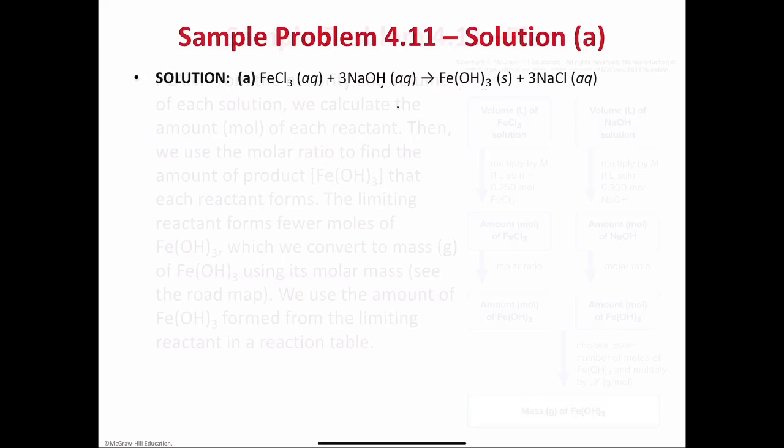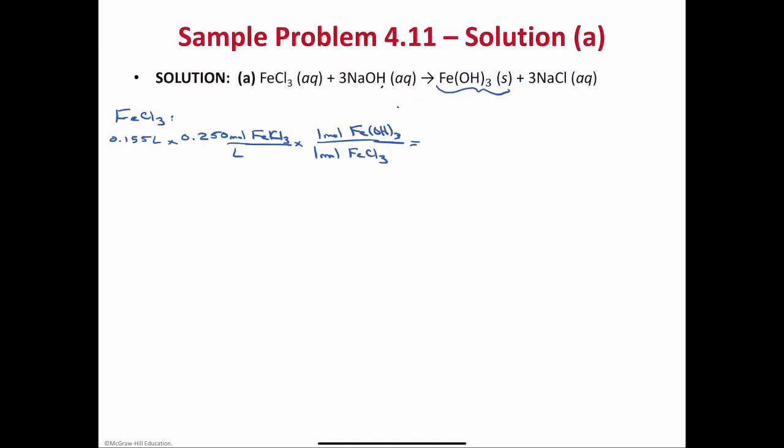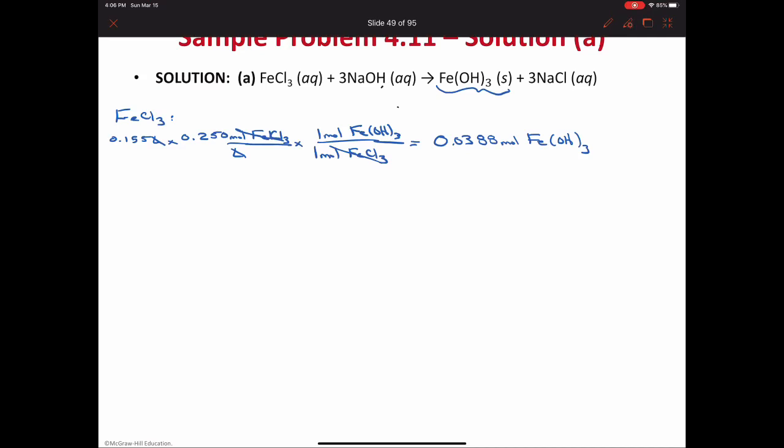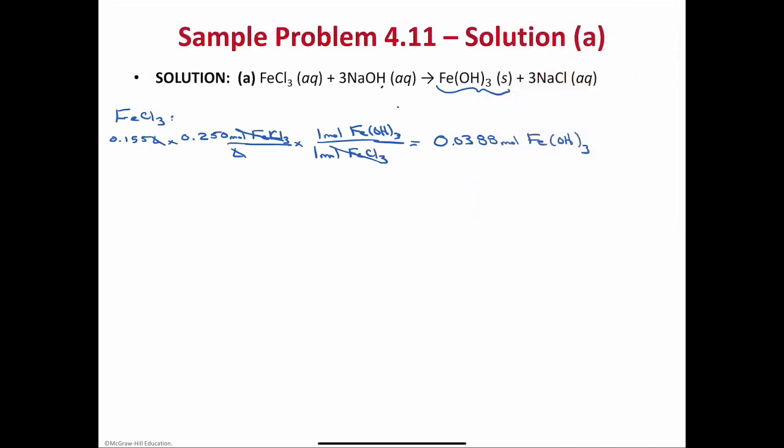If I look, my units cancel out, so liters and liters cancel out. Moles of iron(III) chloride cancel out, and I'm left with moles of iron(III) hydroxide. When I punch that into my calculator, I get 0.0388 moles of Fe(OH)3.